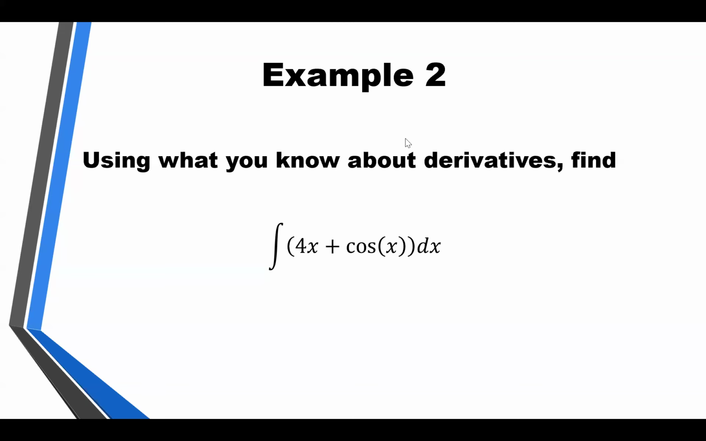What about this example? Let's try to find the indefinite integral of 4x plus cosine of x with respect to x. Now, I'm going to start saying integrate instead of finding the indefinite integral, because when I say integrate, that implies I'm finding an indefinite or, later, a definite integral. So we want to integrate 4x plus cosine of x with respect to x.